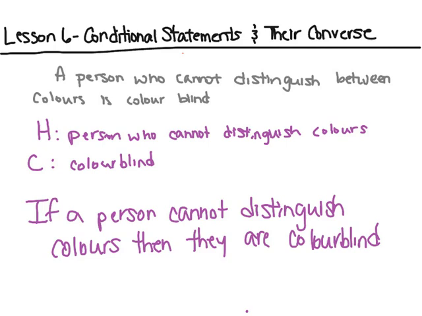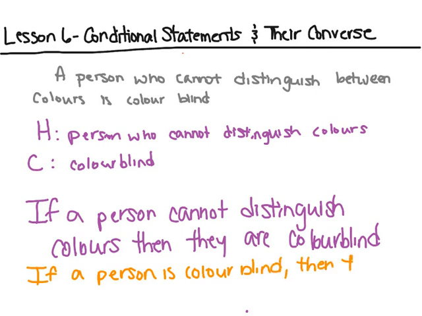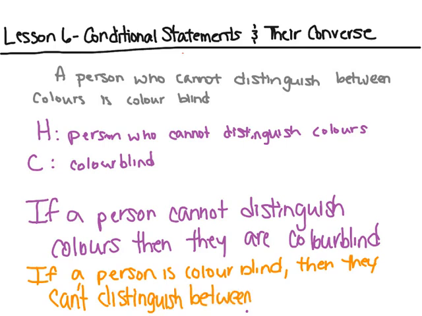We want to write the converse and see if it is biconditional. So the converse would be, if a person is colorblind, then they can't distinguish between colors. And this still makes sense. Our statement is still true. Colorblind people can't distinguish between colors. So this is true and this is true, therefore they are biconditional.